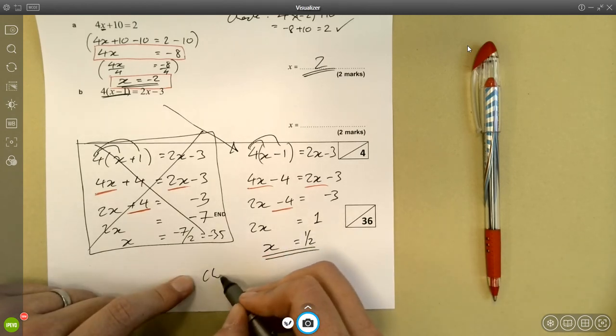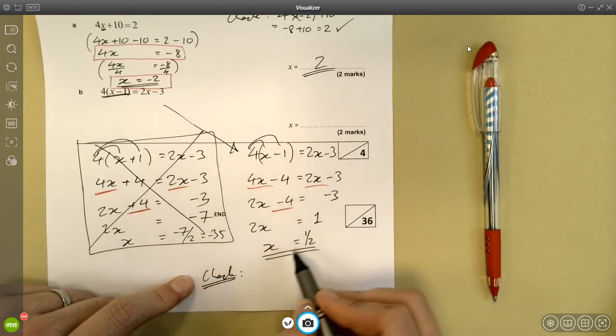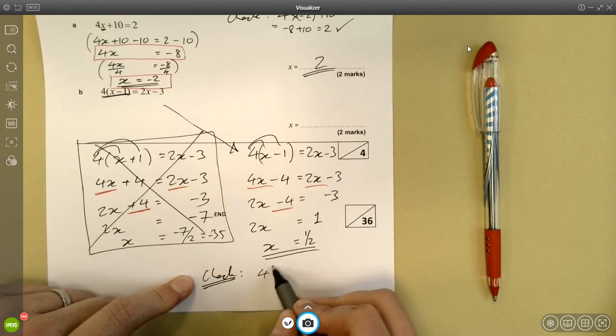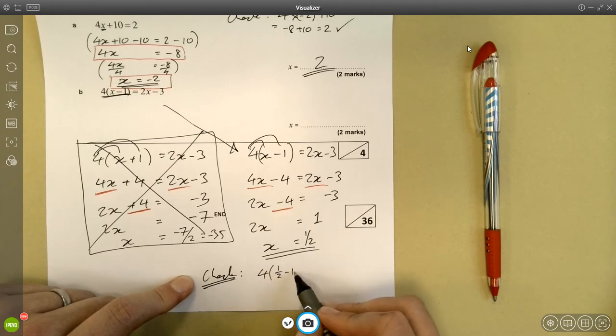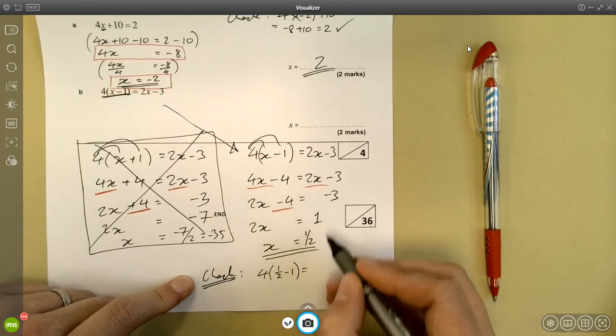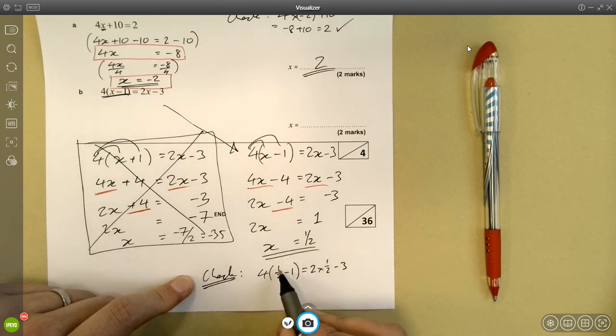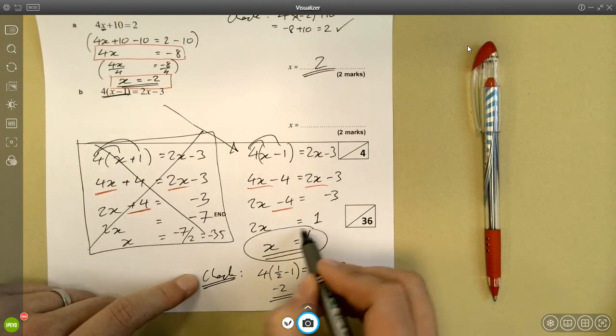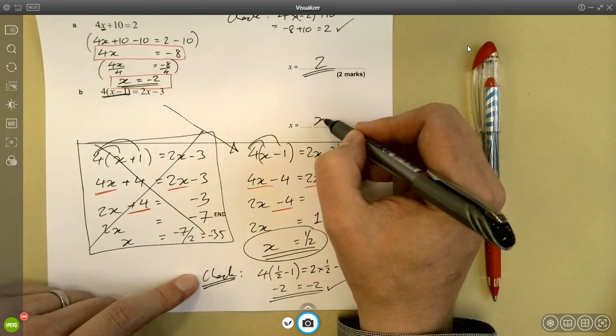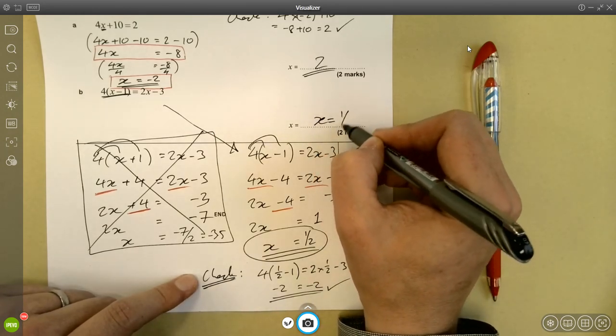Okay, now my check would be to put this through. So we're going to do 4 times a half minus 1 and check that that's equal to 2 times a half minus 3. Well, let's work it out. A half take away 1, well, that's a negative half. 4 negative halves is negative 2. Let's do this one. 2 times a half, so that's 1. 1 take away 3 is minus 2. They're equal, so we know that that is actually our answer. Let me put it back up here. So x is equal to a half.